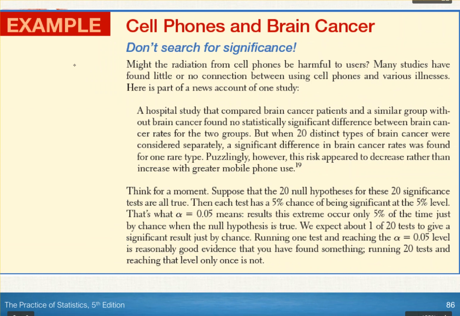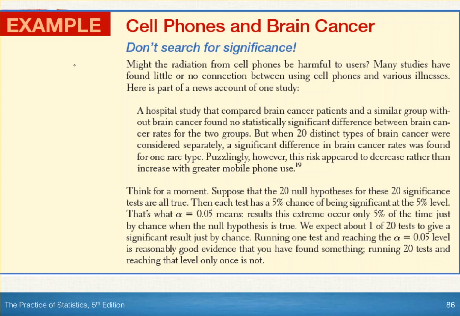Finally, I like this example a lot. Might the radiation from cell phones be harmful to users? Many studies have found little or no connection between using cell phones and various illnesses. Here's part of a news account of one study. A hospital study that compared brain cancer patients and a similar group without brain cancer found no statistically significant differences between brain cancer rates for the two groups. But when 20 distinct types of brain cancer were considered separately, a significant difference in brain cancer rates was found for one rare type. Puzzlingly, however, this risk appeared to decrease rather than increase with greater mobile phone use.